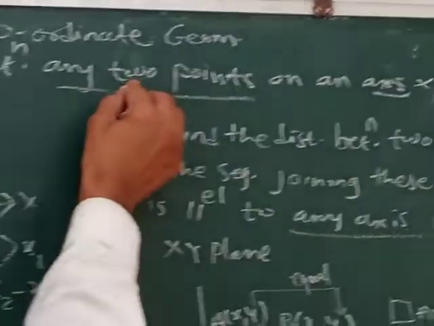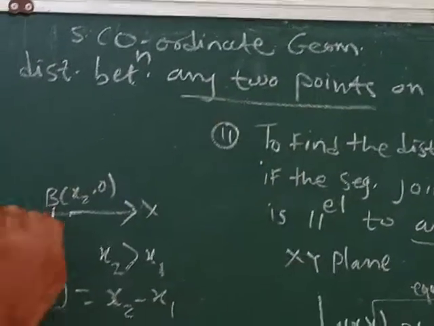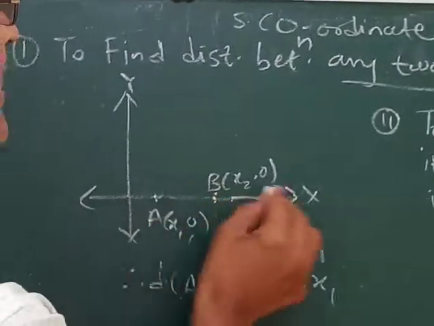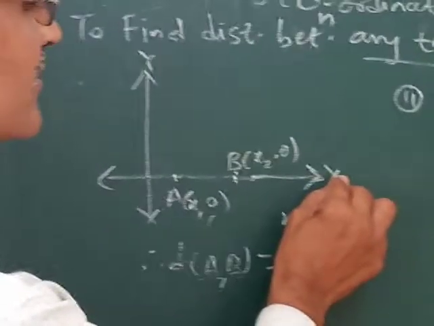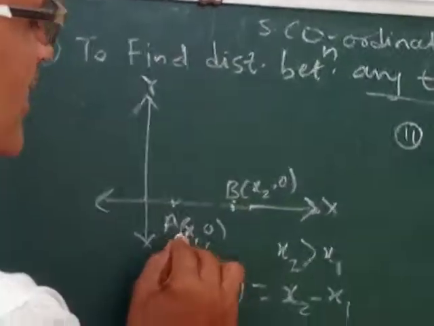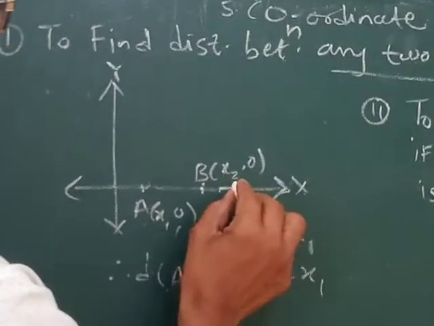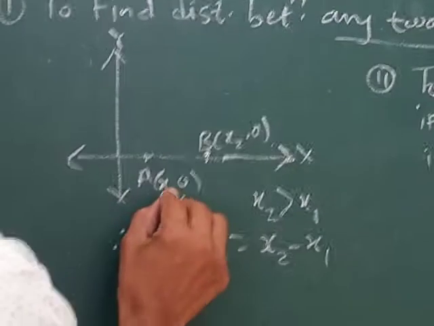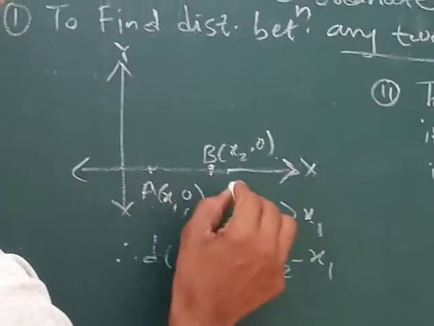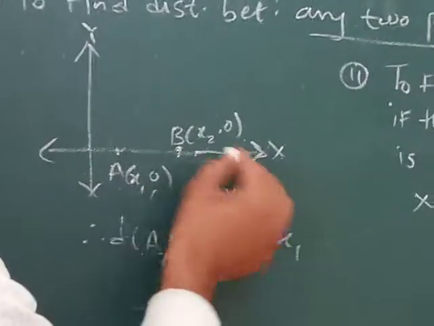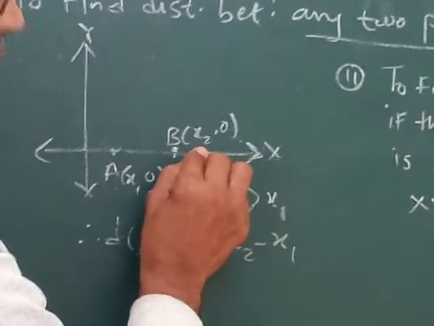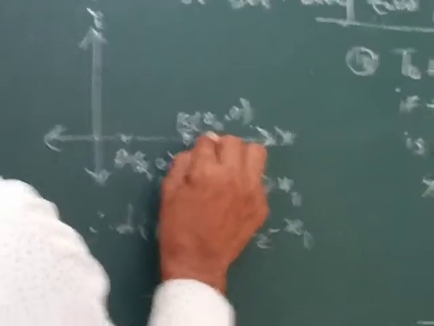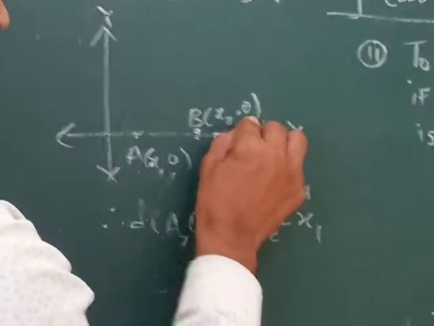Consider any two points, A and B. These two points A and B are present on the x-axis. The coordinates of point A are (x1, 0) and of point B are (x2, 0). The x-coordinate of A is x1 and its y-coordinate is 0. The x-coordinate of the second point B is x2, and its y-coordinate is 0.